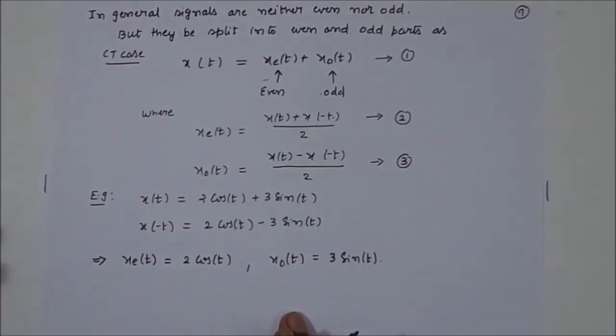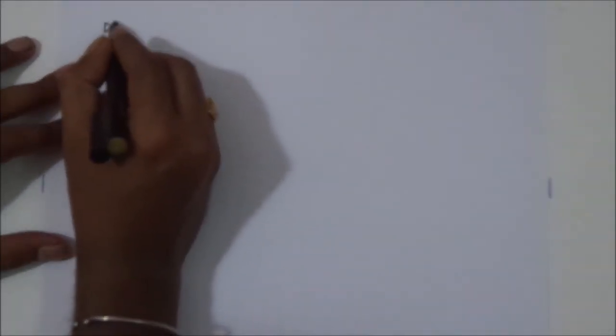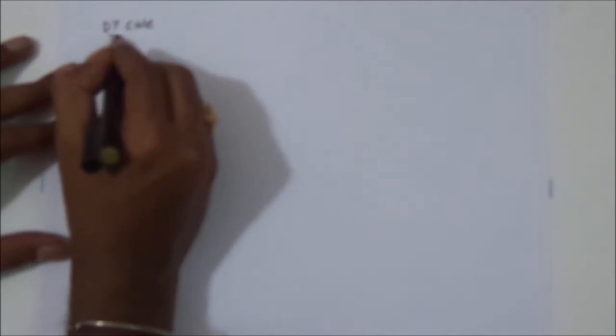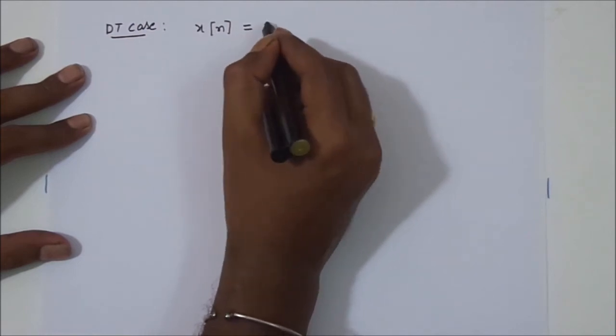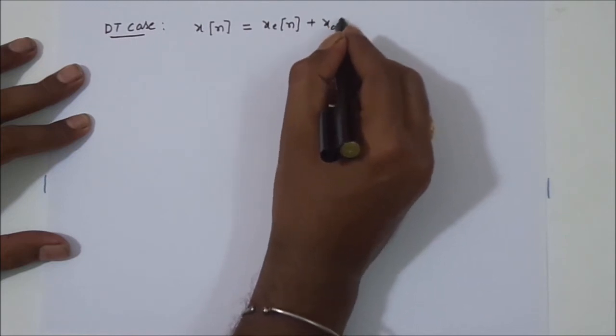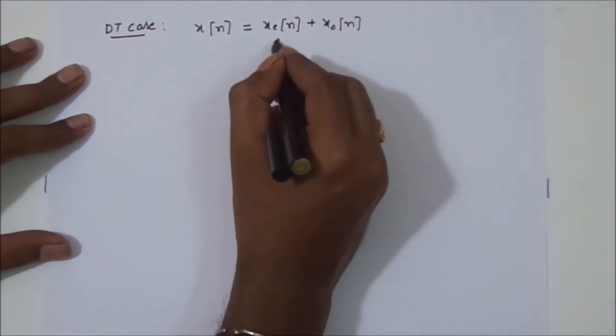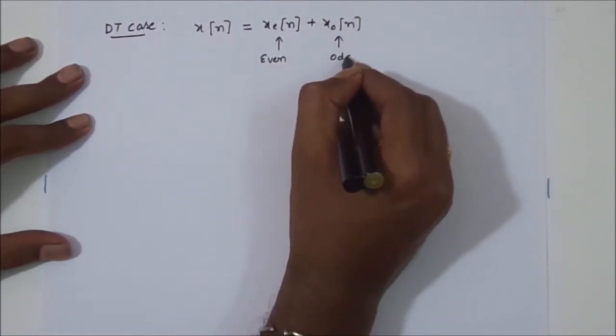Let us extend the same result to the discrete time case. How do you extend the same result to the discrete time case? For a discrete time case, again the signals are in general neither even nor odd, but they can be split into even and odd parts as follows. As usual, as the name suggests, this corresponds to the even signal and this corresponds to the odd signal.